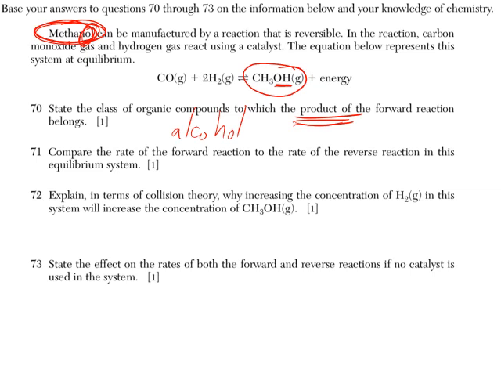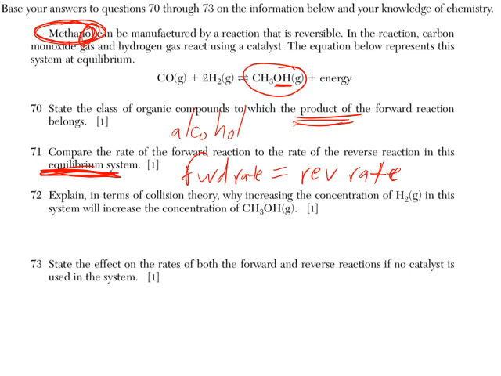71 says compare the rate of the forward reaction to the rate of the reverse reaction in this equilibrium system. As soon as it says equilibrium system, you know one thing we know about equilibrium is that the forward reaction rate, I'm just going to shorthand it here, the forward rate is going to be equal to the reverse rate. We know the amounts, the concentrations are constant, they don't change, but the forward rate is equal to the reverse rate. That's what we care about there.